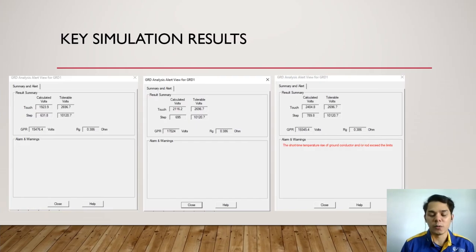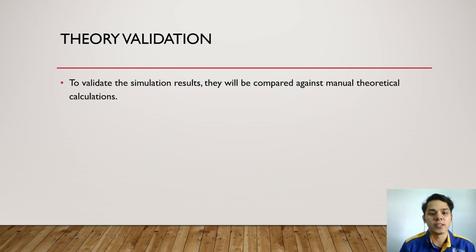So next is the case simulation result. These three, as you can see, are the three main findings for my FYP. On the left is the result for 40 kA, which indicates the values of touch and step voltage, GPR, and grid resistance. The middle one is the 44 kA result, and the right one is the 50 kA result, which has a warning sign: the short time temperature rise of the ground conductor exceeds the limits.